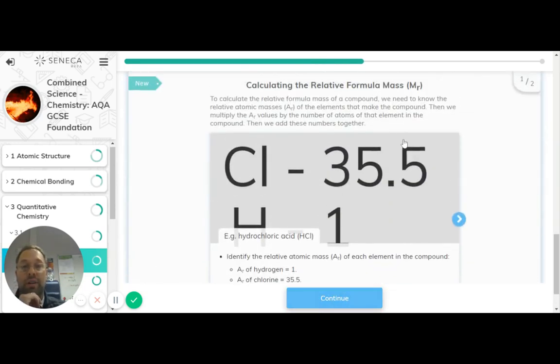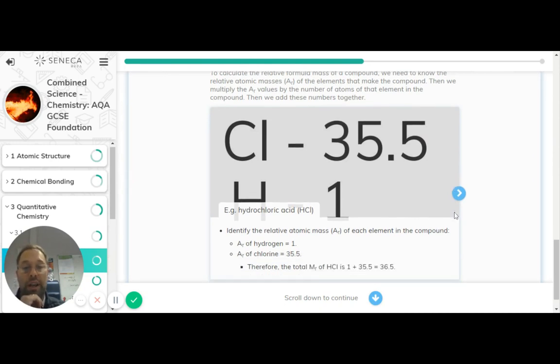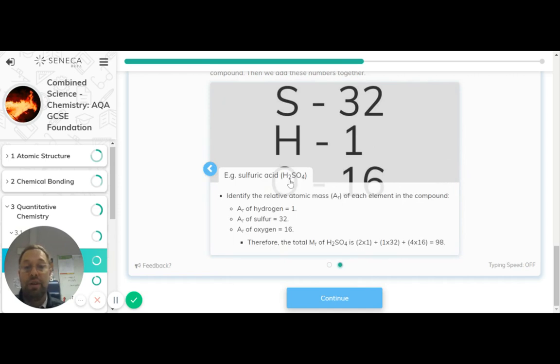So this is now having a little look at how to calculate the relative formula mass of something. So we're looking at a compound here, hydrochloric acid, that we're familiar with. We know the relative atomic mass of hydrogen is 1. The relative atomic mass of chlorine is 35.5. And therefore, HCl, hydrogen and chlorine, hydrochloric acid, is just 1 plus 35.5, which means 36.5 is the relative formula mass of hydrochloric acid. And we've got another one here, this time sulfuric acid, H2SO4.